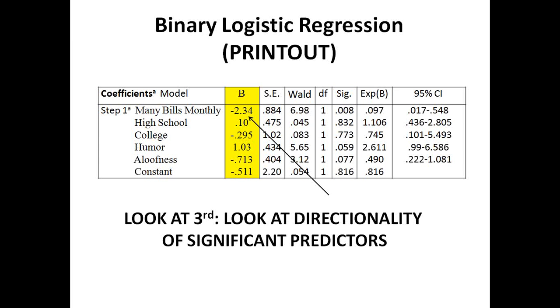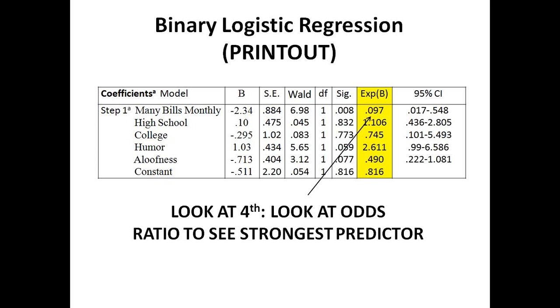Now we want to look at the directionality. So significantly related, but does having bills explain having more or less happiness? If it's negative, we know having many bills monthly, yes, equals less happiness, because there's a minus there. Also, we see the odds ratio is less than 1. So whenever there's a negative relationship, the odds ratio is going to be less than 1. If it was positively related to happiness, the odds ratio would be greater than 1.